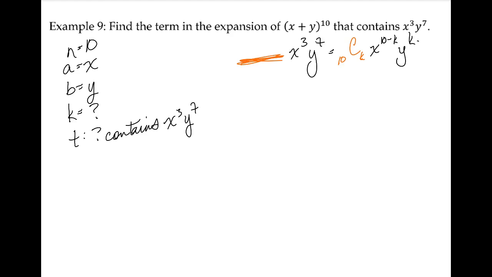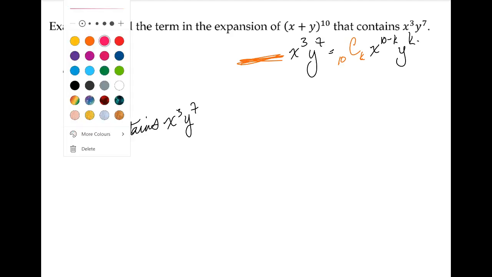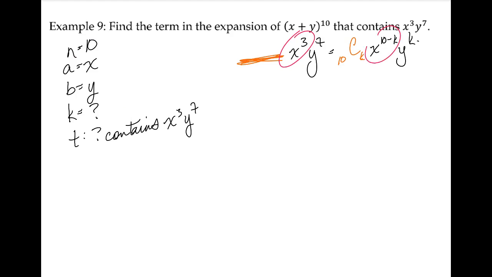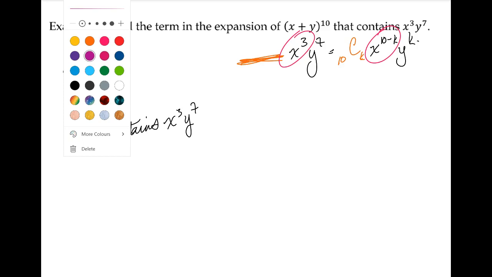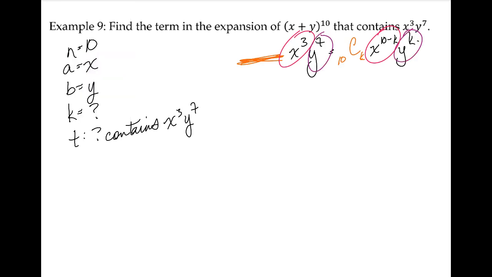So I have two situations here. I have a situation where I know that x cubed needs to be equal to x to the power of 10 minus k. I also have a situation where y to the 7 needs to be equal to y to the k. Bearing this in mind, I can set up two equations. x to 3 equals x to 10 minus k. And again, I get the similar situation as example 7. So I can say that 3 has to be equal to 10 minus k, and so k equals 7. I can check this by also looking at y and seeing if I get the right solution there too.